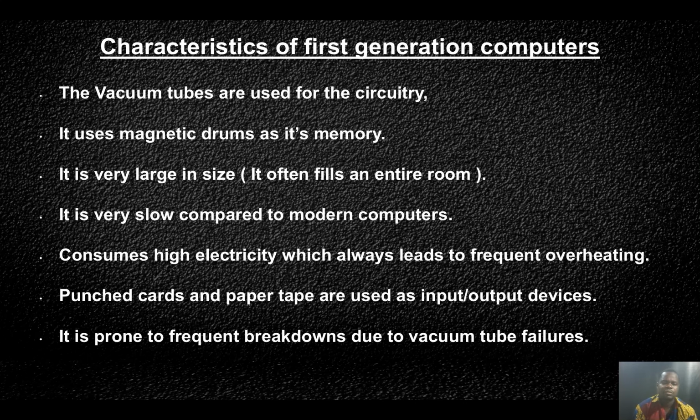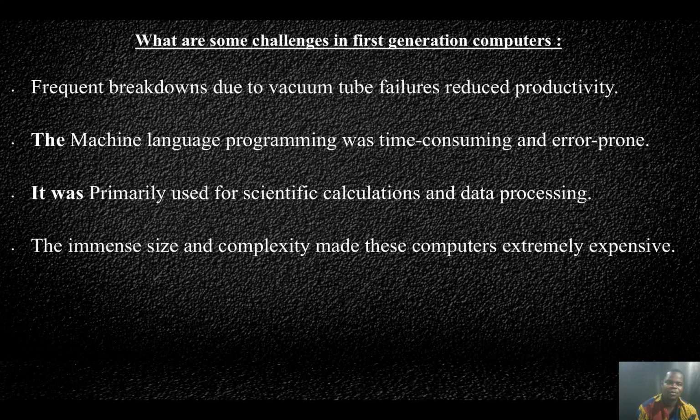And because of the number of vacuum tubes used in these first generation computers, most of them break down, because when one vacuum tube fails, that means the whole system will go off. So we could see how bad that time was. But now things have changed and we are moving on. So what are some of the challenges in the first generation computers? What do we see?